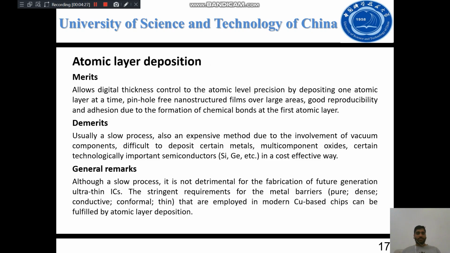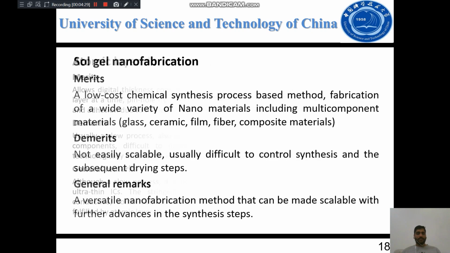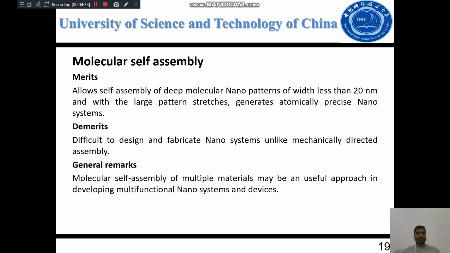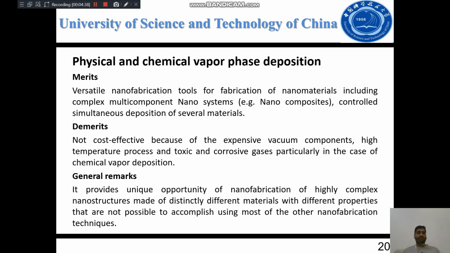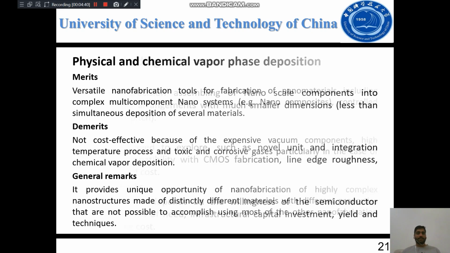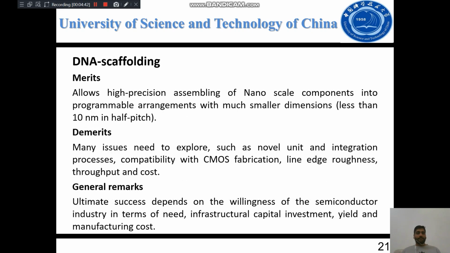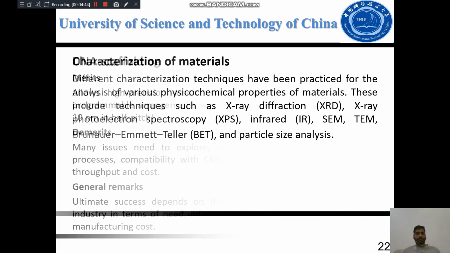Atomic layer deposition: merits, demerits, and general remarks. Sol gel fabrication: merits, demerits, and general remarks. Molecular self assembly: merits, demerits, and general remarks. Physical and chemical vapor deposition: merits, demerits, and general remarks. DNA scaffolding: merits, demerits, and general remarks.